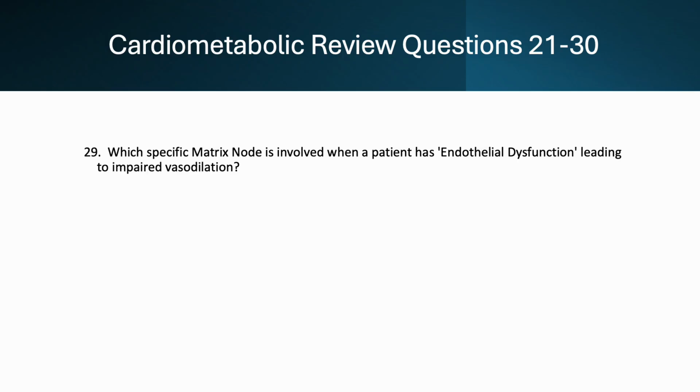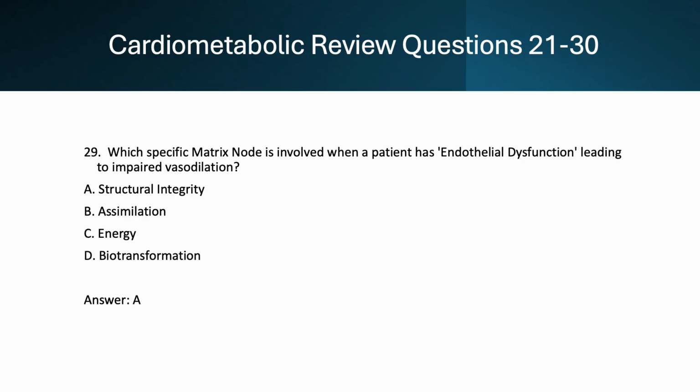Question number 29. Which specific matrix node is involved when a patient has endothelial dysfunction, leading to impaired vasodilation? A, structural integrity. B, assimilation. C, energy. D, biotransformation. And the correct answer is A, structural integrity.